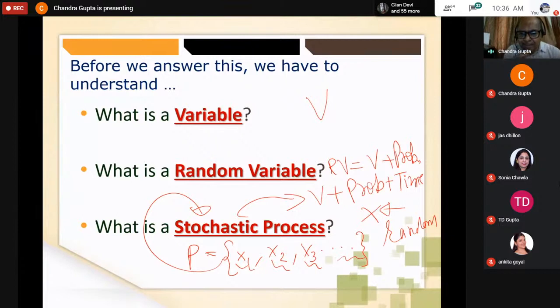Mr. T.D. Gupta is saying a random variable is taking different values, but don't forget when you do some experimentation, you have to attach probability to it. If you don't attach probability to it, then it will not be a random variable, it will be just a variable. Every variable which has associated probability, you can visualize it as a random variable.